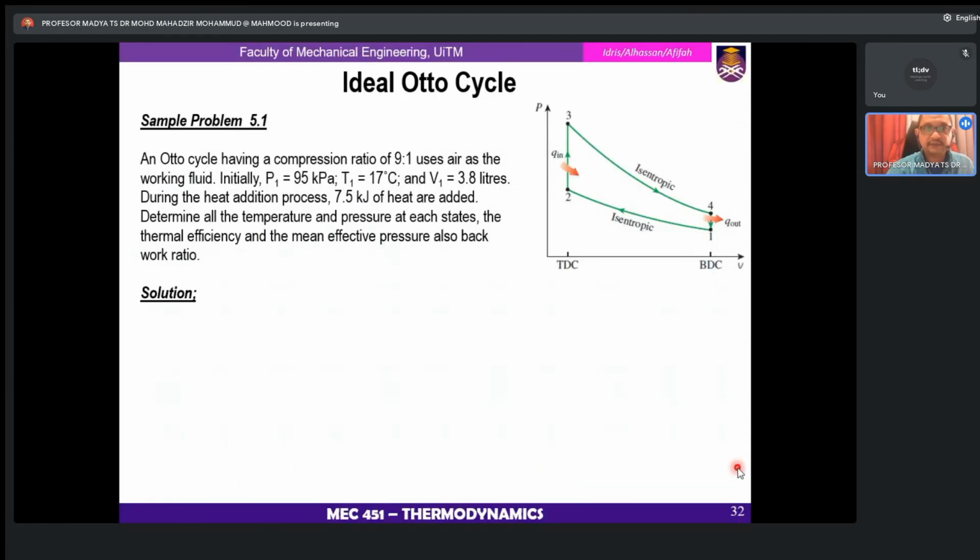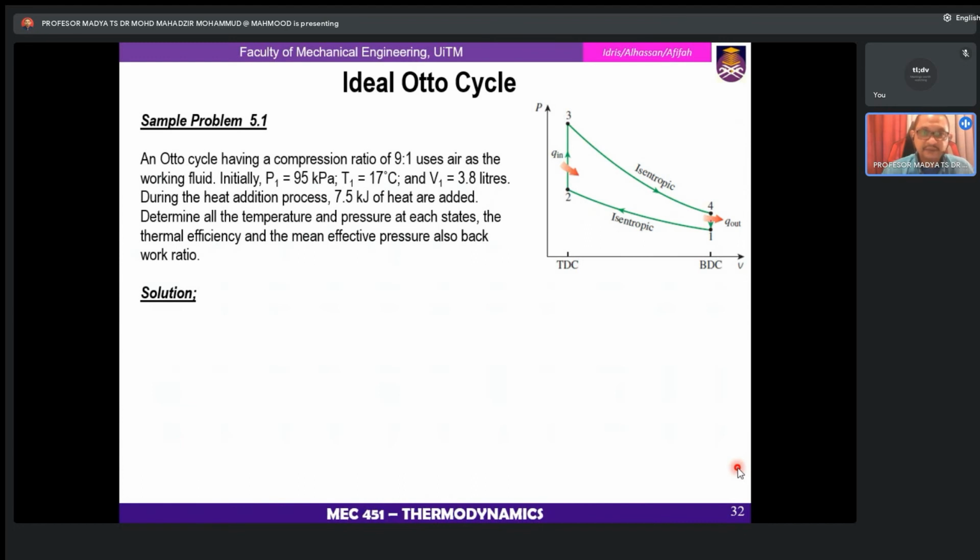Okay, let's look at the example: ideal Otto cycles. We look at the question. An Otto cycle has a compression ratio of 9. Use air as the working fluid. Initially, pressure 1 is 95 kilopascal, temperature 1 is 17 Celsius, and volume 1 is 3.8 liters.